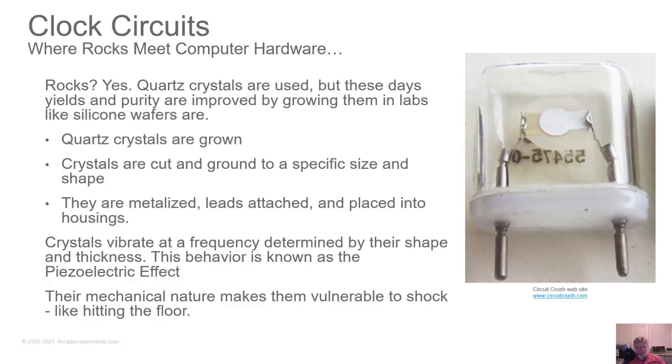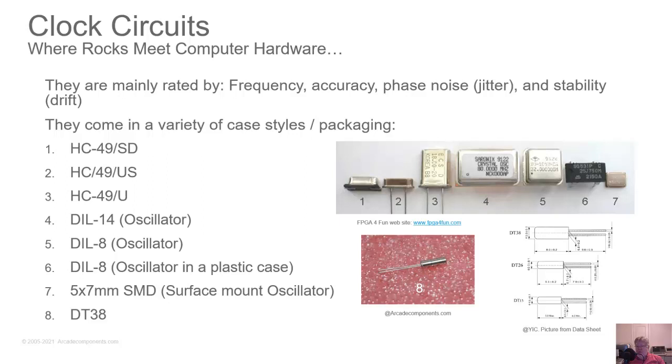Now, they're mainly rated by the frequency, and you can see the frequency on some of these in the picture. You can see that number 3, which is an HC49U package, that's 18.00 megahertz. The one to the right of that's 80 megahertz. The one to the right of that's 32 megahertz. So they're labeled pretty clearly until you get to the smaller sizes, like 2 and 1, the HC49 surface mount or the short package. Sometimes you'll see those with the numbers on them for the frequency. Sometimes they'll have a number on them that's a code that you're going to have to look up to see what the frequency is. But they're all similar in that they all give you a signal out of a specific frequency.